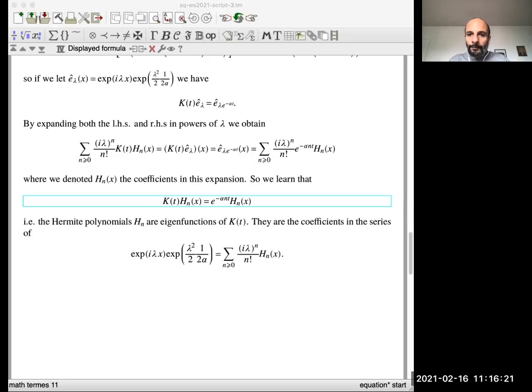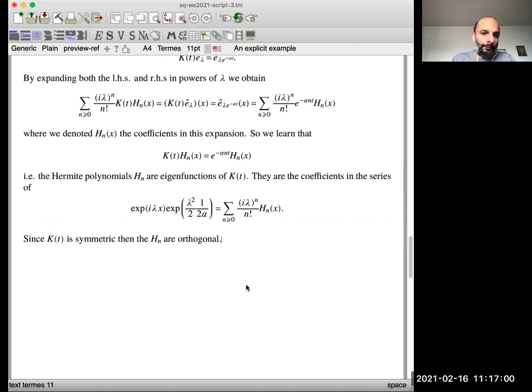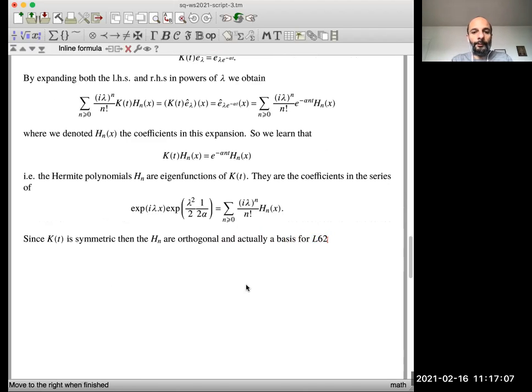So we have a lot of information about this. Since KT is symmetric, this means the Hn are orthogonal, because they correspond to different eigenvalues. Then I also need that they are orthogonal and actually a basis for L2 of rho. Remember, it's the Hilbert space essentially.